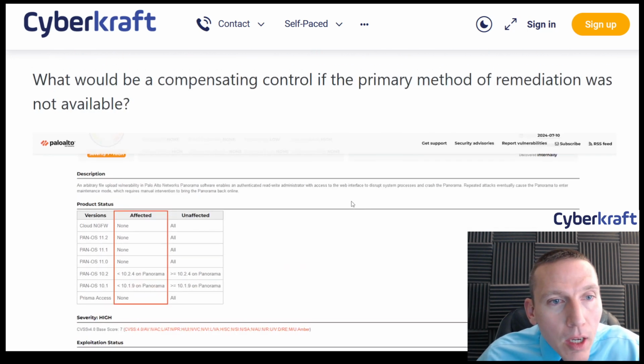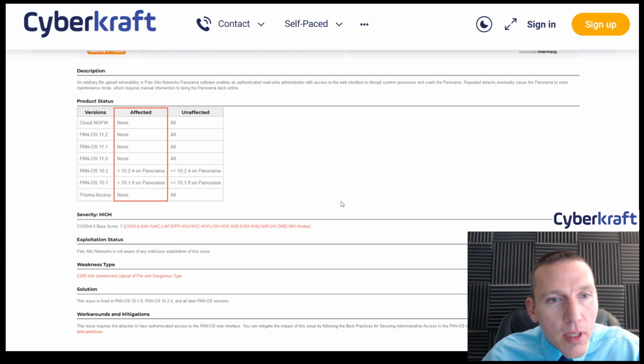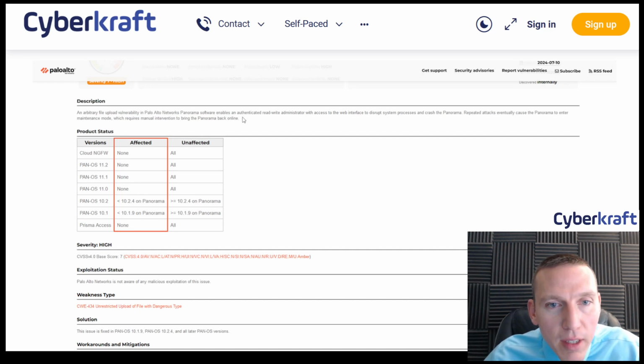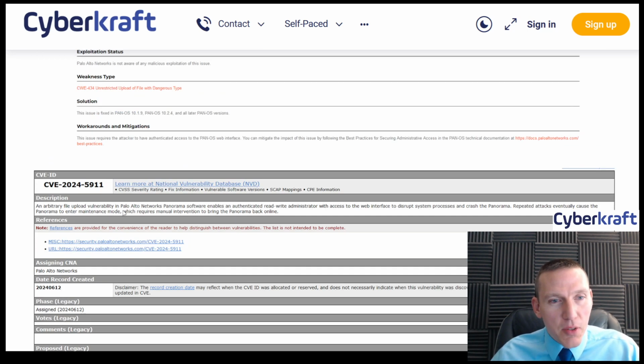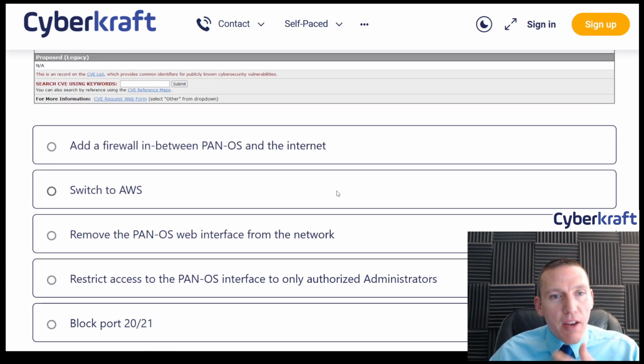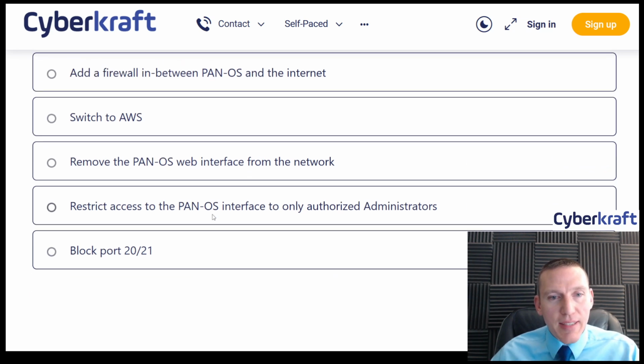All right, so this is a screenshot from Palo Alto. What does this say? Arbitrary file upload vulnerability in Palo Alto Networks Panorama software. Yeah, this is the same thing that was written in here. So we know a patch is going to work. What are the options here? Add a firewall in between PAN-OS and the internet, switch to AWS, remove the PAN-OS web interface from the network, restrict access to PAN-OS to only authorized administrators, block port 2021, which is FTP.